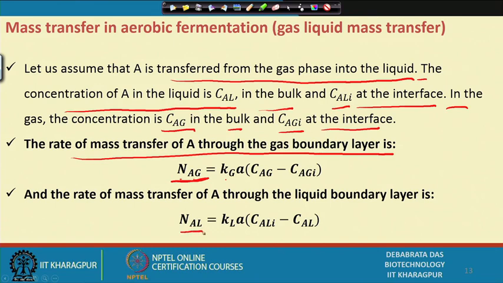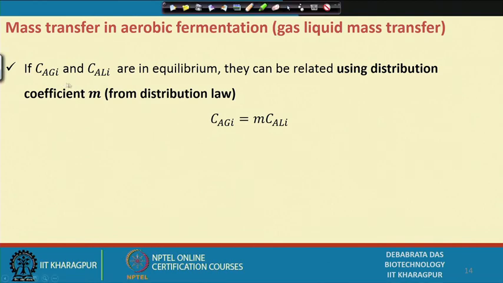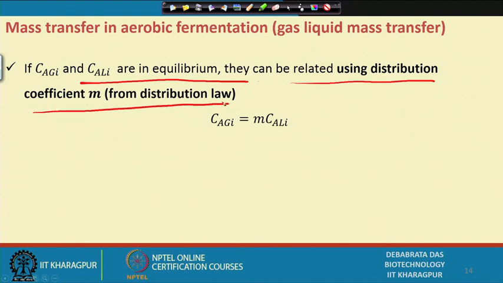In the case of the liquid phase, the interfacial oxygen concentration will be higher as compared to the bulk, because mass transfer takes place from the gas phase to the liquid phase. So, N_AL equals K_L a (C_ALi minus C_AL). C_AGi and C_ALi, these two are in equilibrium and they can be related by using a distribution coefficient from the distribution law.